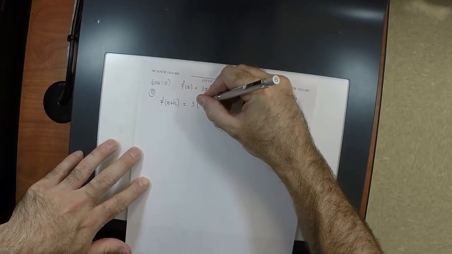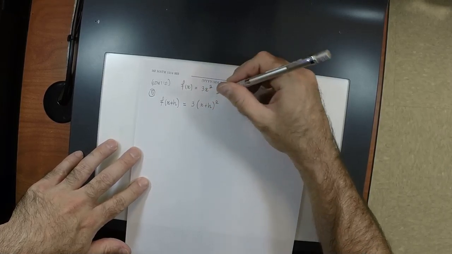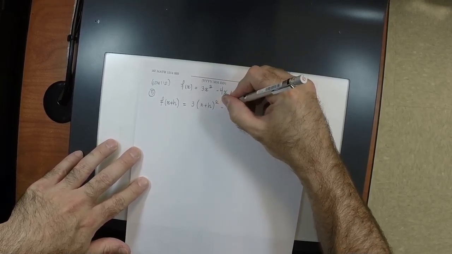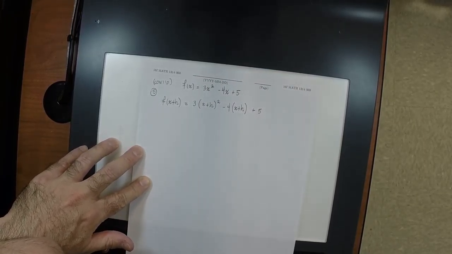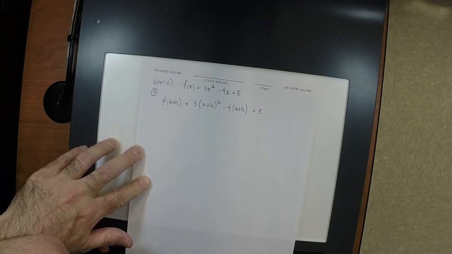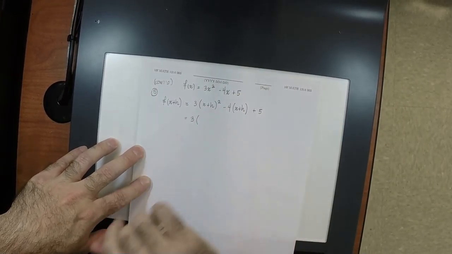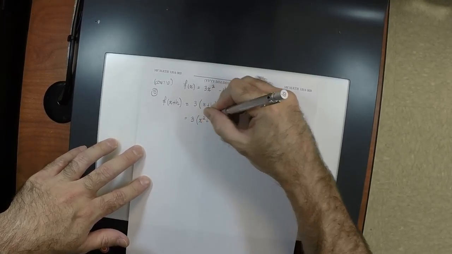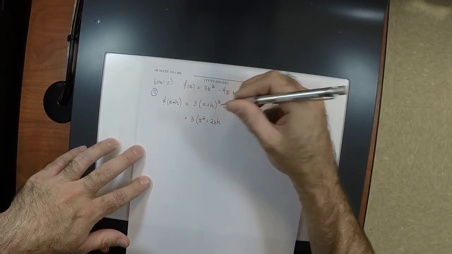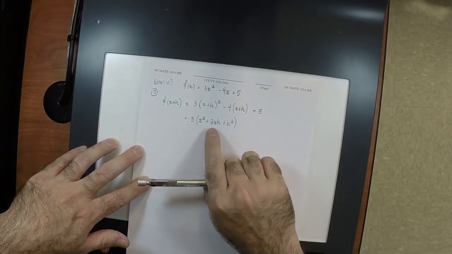3x squared. So 3 and then x plus h parenthesized, squared, minus 4 and then x plus h, and then plus 5. Is there any question why this is the case? Okay, now let's collect. So then what is x plus h squared? x squared plus 2xh plus h squared. These terms in the middle, these are the O and the I in FOIL.